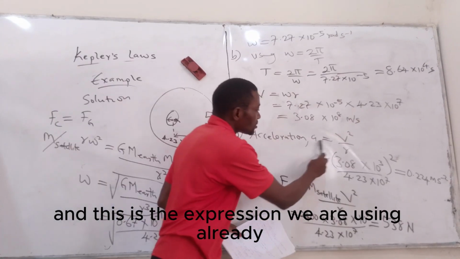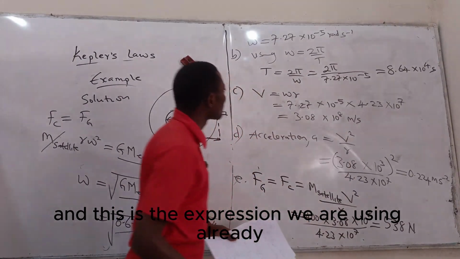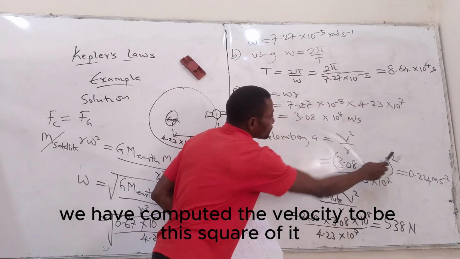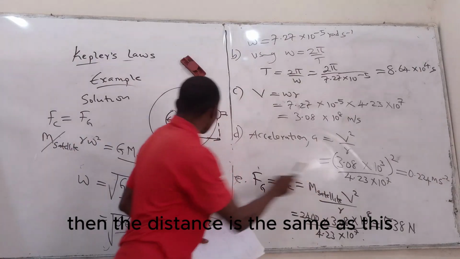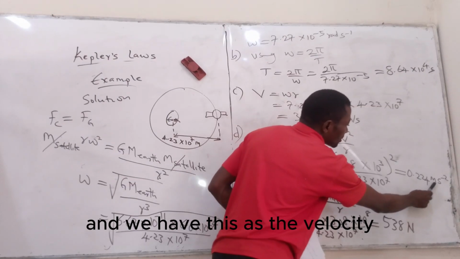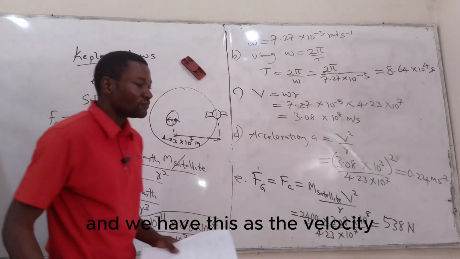Then the next question says we should find the acceleration. And this is the expression we are using. Already we have computed the velocity to be this, square of it. Then the distance is the same as this. We substitute, simplify, and we have this as the acceleration.